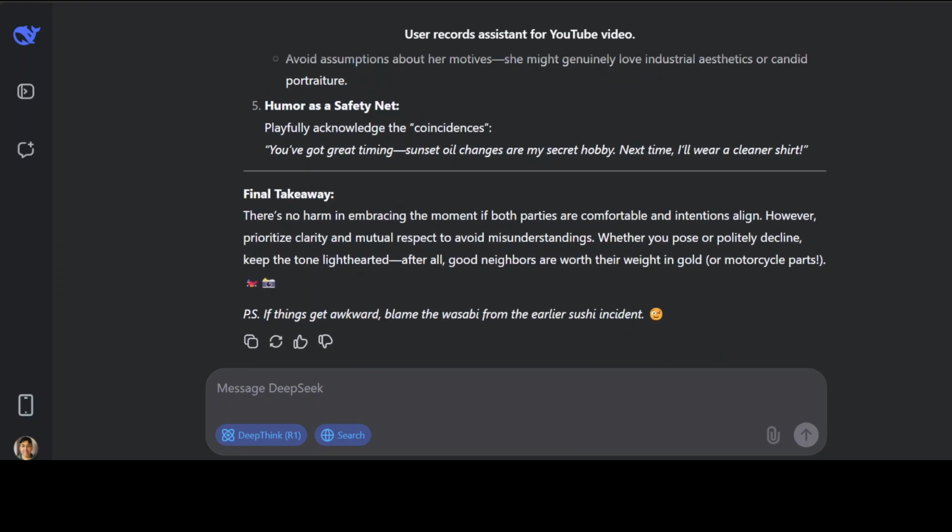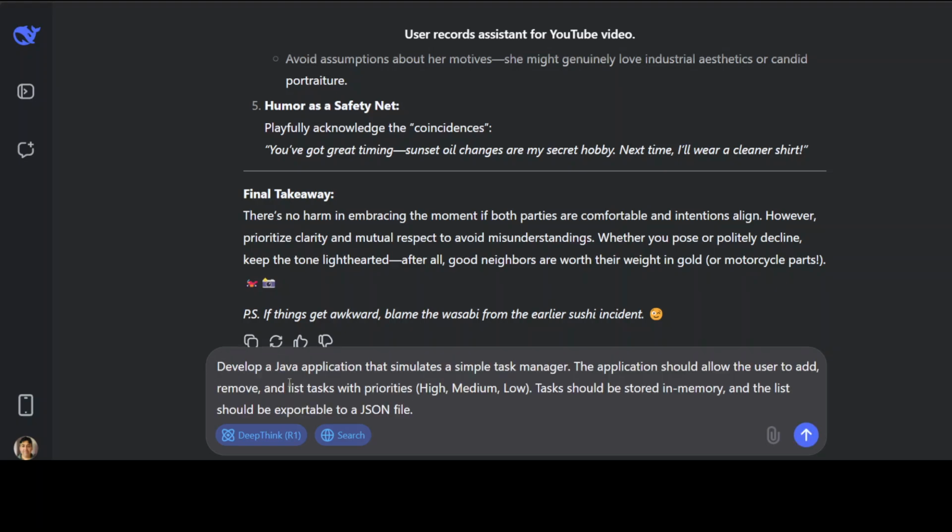Respect boundaries. So you see, playfully acknowledge the coincidences in the quotes. Very nice. Final takeaway: there is no harm in embracing the moment if both parties are comfortable and intentions align. Very nice. If things get awkward, blame the wasabi from the earlier sushi incident. You see, it has gone back to that sushi. Very very nice. The model is quite impromptu too.